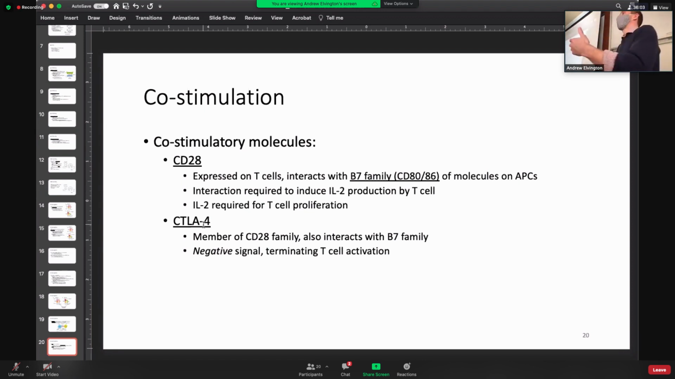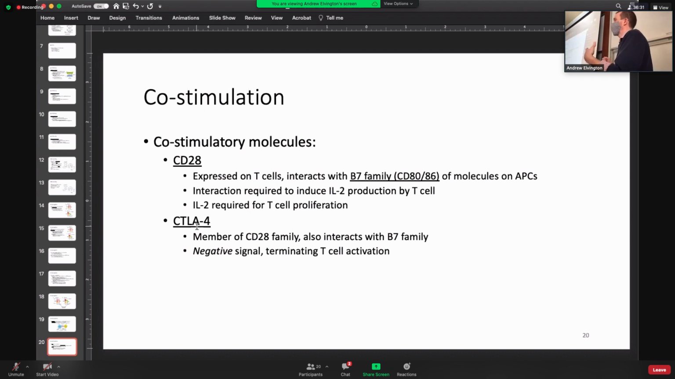The opposite to that is CTLA4. It is related to CD28. They come out of the same family. It also interacts with the same B7 family. What happens here is it's a negative signal. So the longer a T cell is active, and it's interacting with its T cell receptor, it'll start to produce more and more CTLA4, to the point that CTLA4 binds instead of CD28.